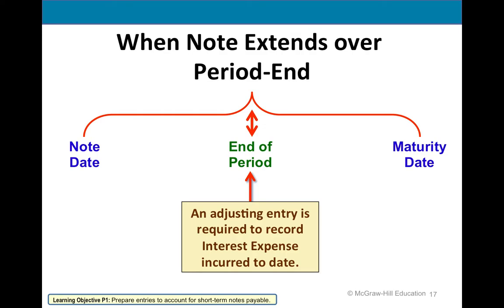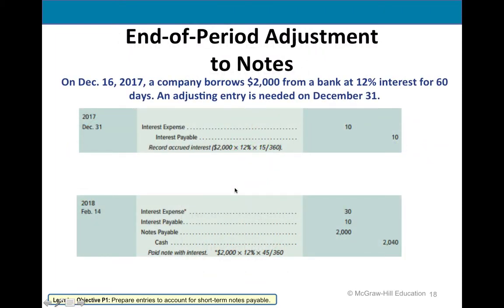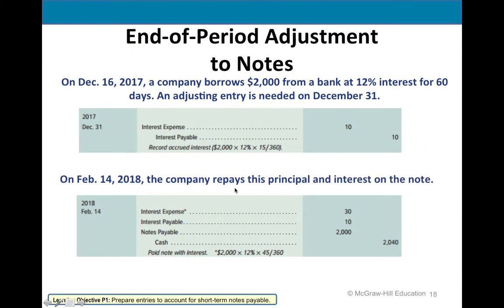And again here, when a note extends over a period of time, sometimes during a period you might have to accrue some interest here. Here it says, okay, you got December 16th, but you're not going to pay, if you notice here, until February. So you have to accrue how much interest has accrued at year end, December 31st, 2017. We said it is for 60 days. It accrued for 15 days. Take the principal, $2,000, times the interest rate times 15 divided by 360. Remember, interest is always based on 1 year, even if it's for 60 days, as we see.